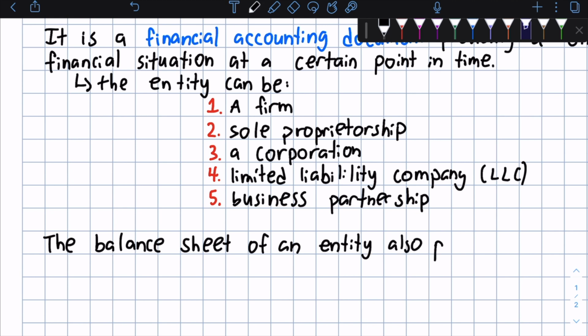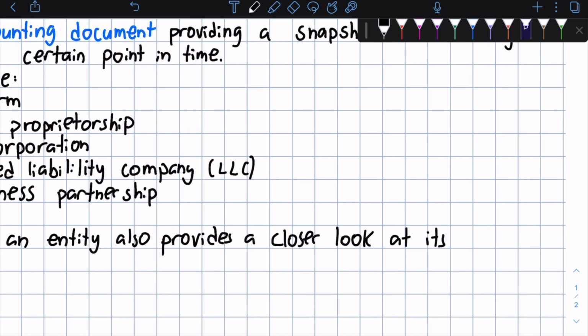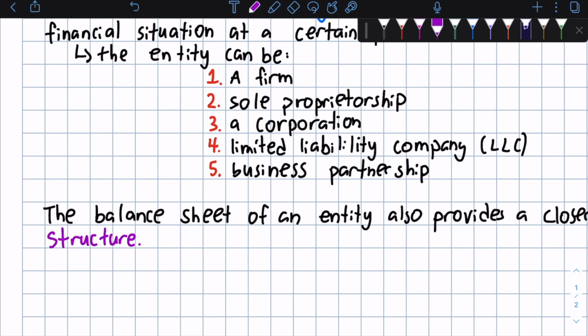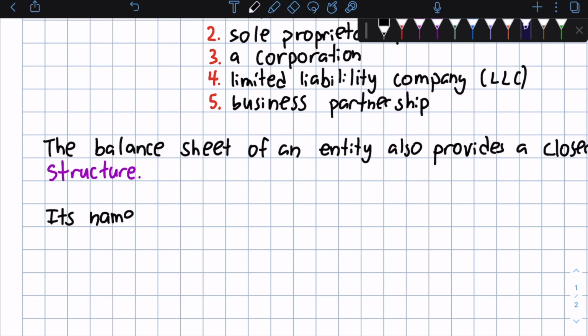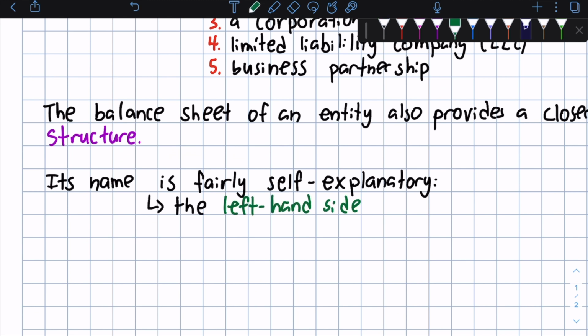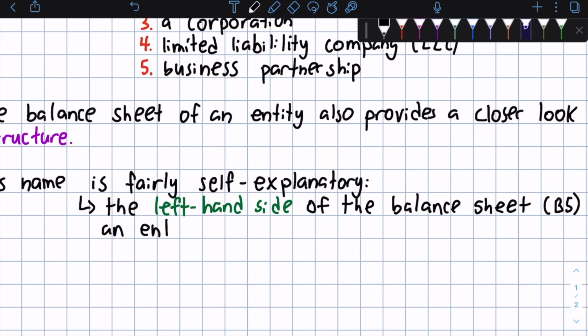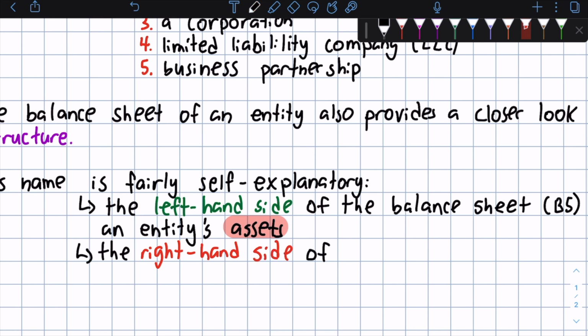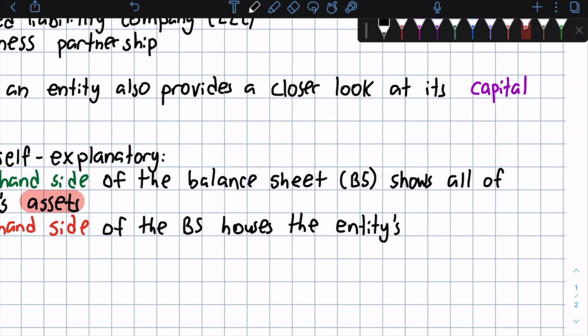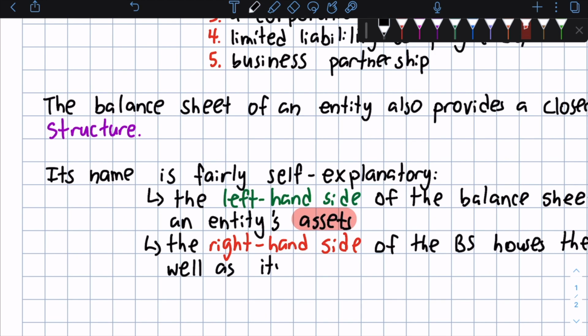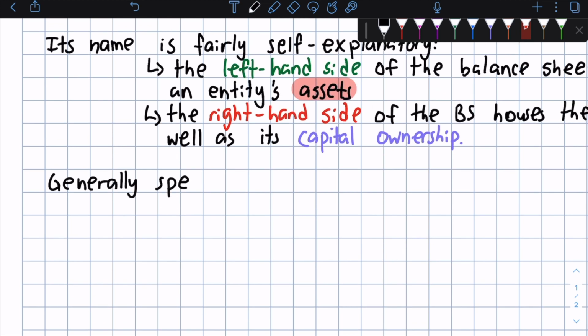The balance sheet of the entity also provides a closer look at its capital structure, and we'll see this when we do the example. Its name is fairly self-explanatory. The left-hand side of the balance sheet shows all of an entity's assets. This could be anything of value, essentially. The right-hand side on the other side shows the entity's liabilities, but this also combines within it the equity ownership or stake that the company has.